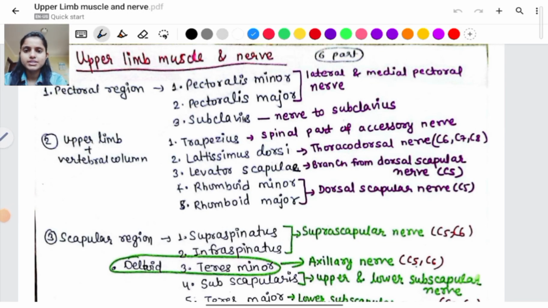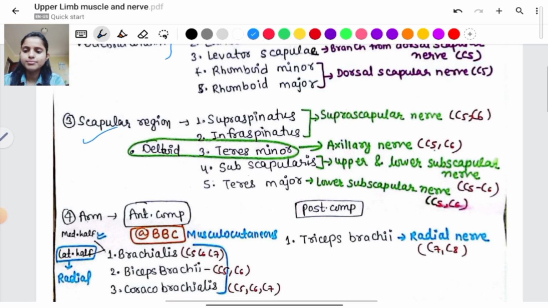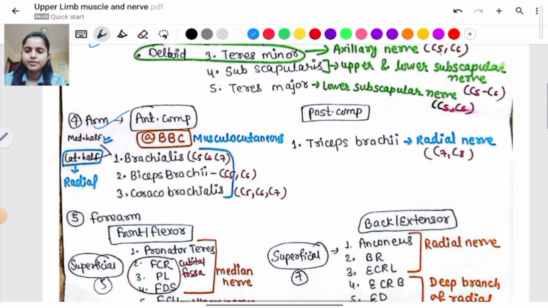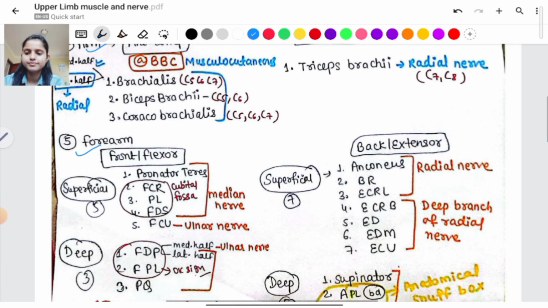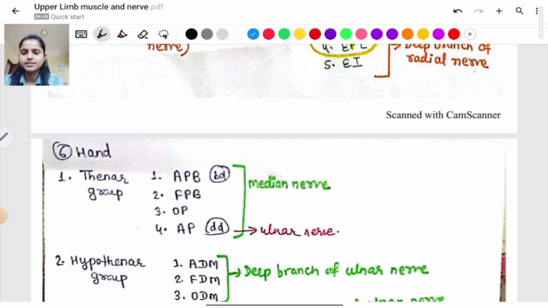The upper limb muscles and the nerve supply. It is divided into 6 parts: pectoral region, the muscles connecting the upper limb to the vertebral column, scapular region, arm, forearm, and the hand.